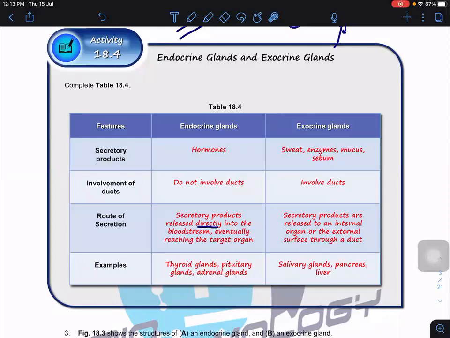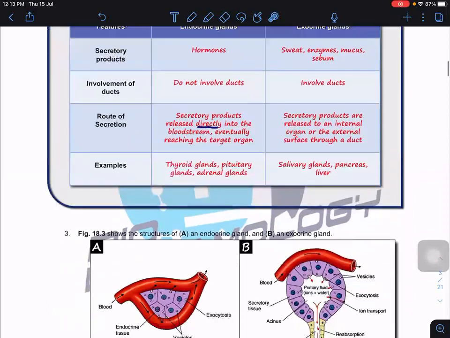Then how about exocrine glands? Salivary glands, pancreas, liver, those can be the exocrine glands. For example, the pancreas actually releases pancreatic juice through the ducts. We're going to look into the detail about this later.